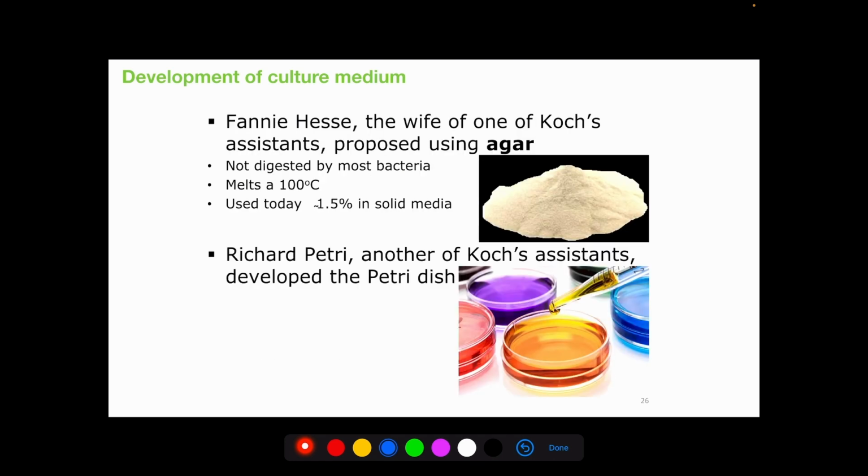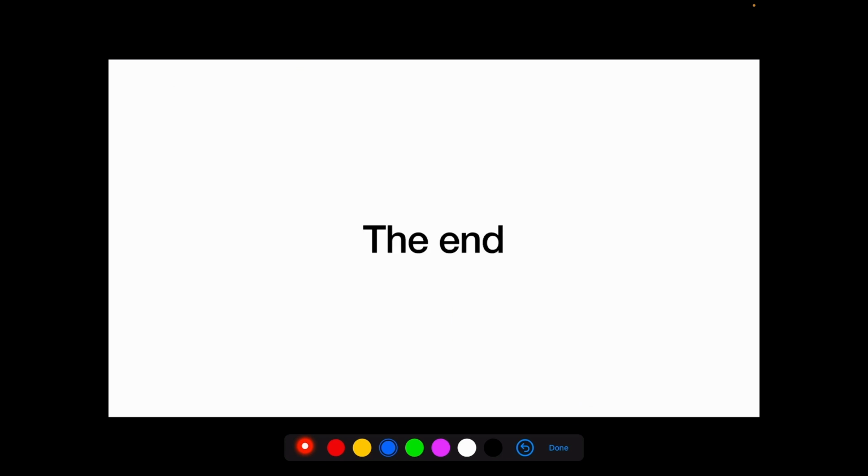However, other scientists developed new culture media, and we got agar. And this is advantageous because it does not digest or hydrolyze the bacteria, and it only melts at temperatures more than 100 degrees Celsius. And we use it much in today's period. But we also had Richard Petri, who was also an assistant of Koch's, and he developed the Petri dish, which we use now. And so this is a brief summary of the history of microbiology.